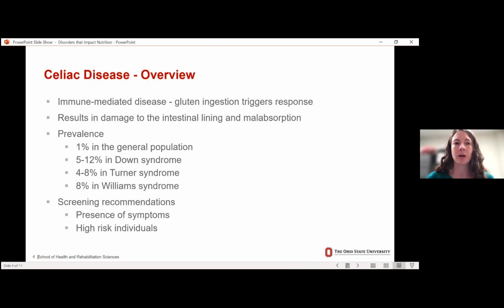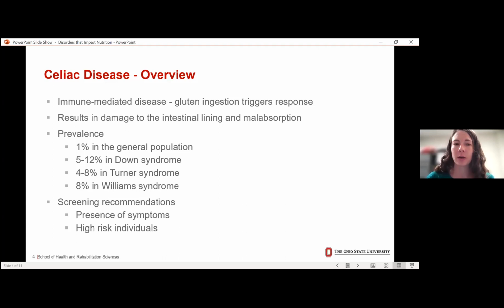So I'm going to start off with celiac disease. This is an immune-mediated disease where the ingestion of gluten, which is a protein in certain types of foods, triggers an immune response. The immune response is causing a bunch of inflammation in the small intestine, and that results in damage over time to that intestinal lining. Nutrients start to become malabsorbed, so they're not actually getting into the system and supporting growth and nutrition status.